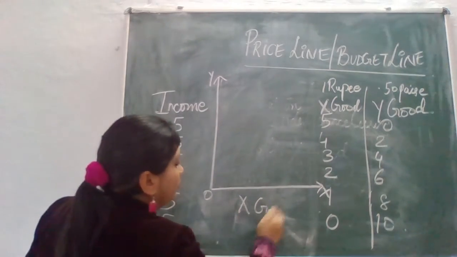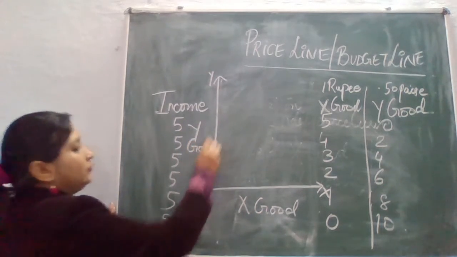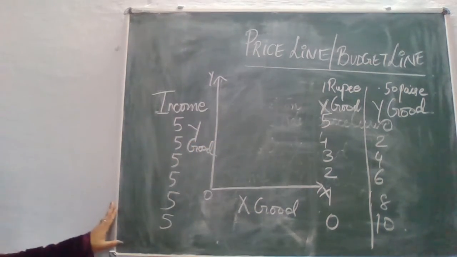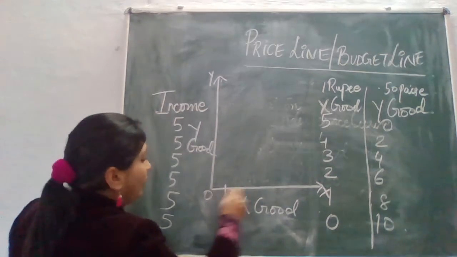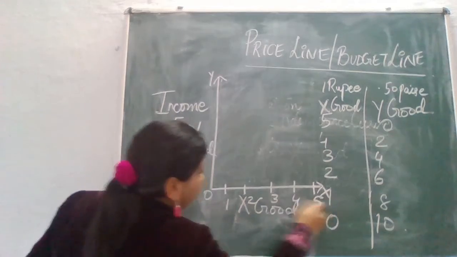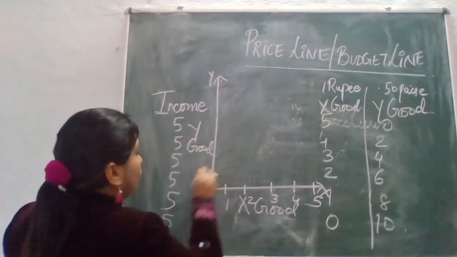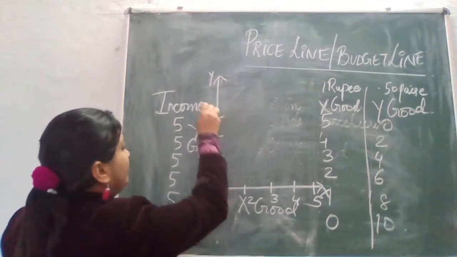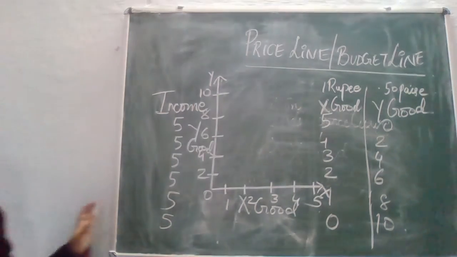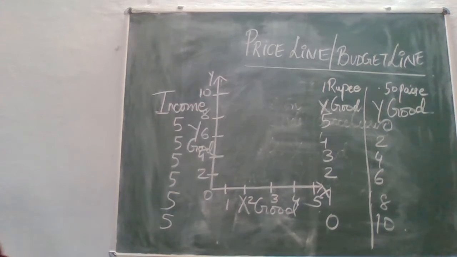This is X good and here we are having Y good. So the combinations are for X good 1, 2, 3, 4 and 5, and for Y good we are having combinations 2, 4, 6, 8 and 10. Now if your income is 5 rupees, as given, then we are combining it.